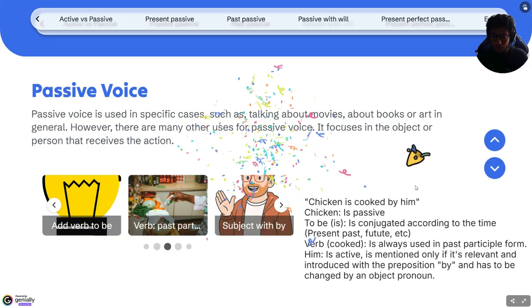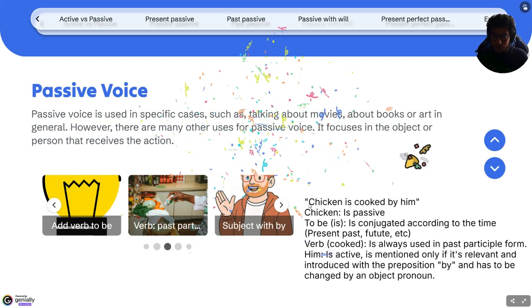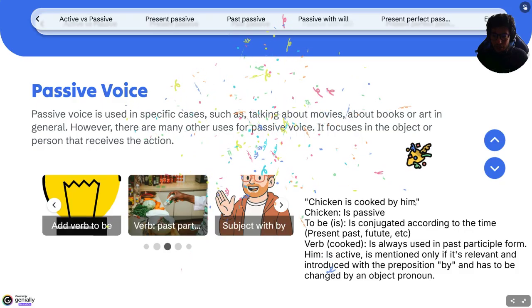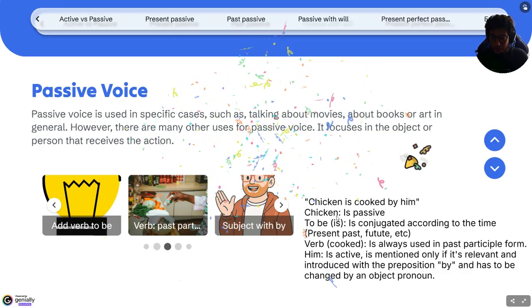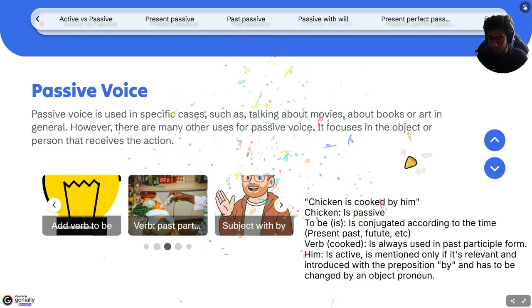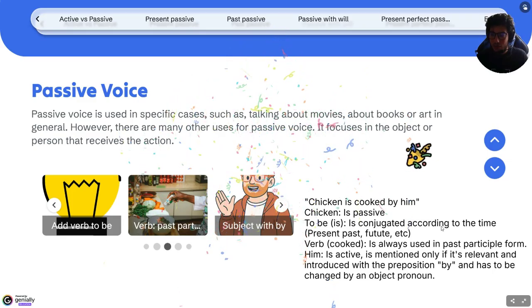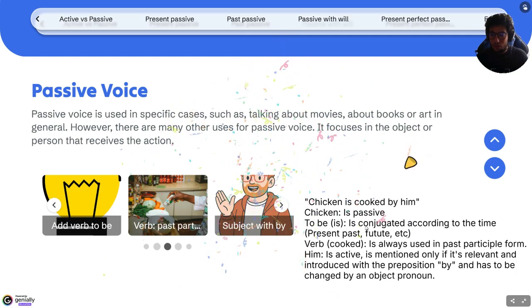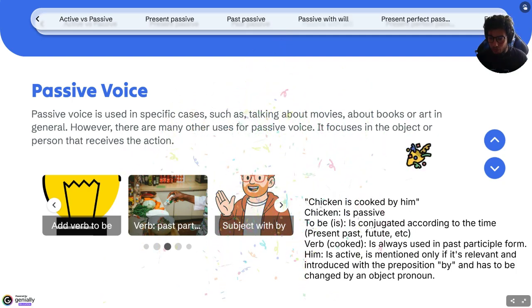So let's take a look. Here we have our sentence. It says chicken is cooked by him. So important thing, chicken is always first, so it's the passive as in the previous sentence. Then the verb to be is conjugated according to the time. So you remember I said it's not important, the verb is always in past participle. Well, the one that is conjugated according to the time is the verb to be. So meaning that in this case it is present, so we use is. Then the verb is always in past participle. There is no discussion about this.